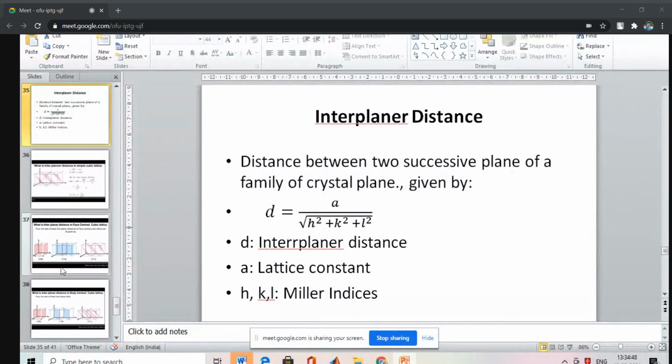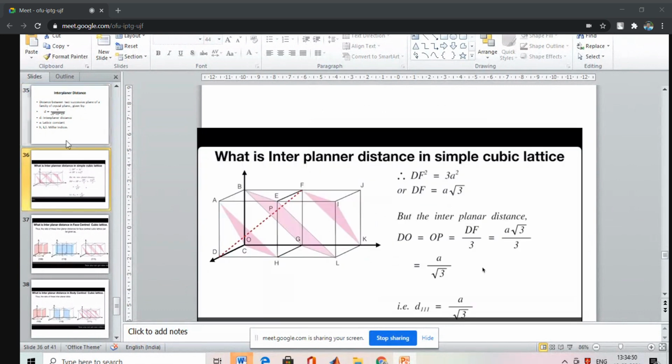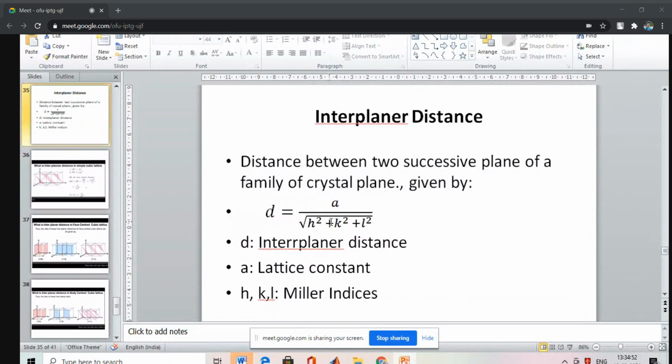Now, so this is the relation between interplanar spacing and Miller indices of the crystal plane, and also with the lattice constant a. Okay.